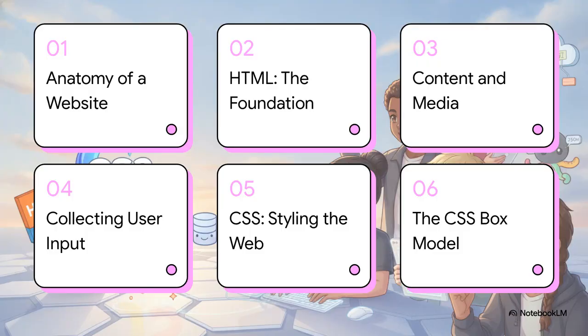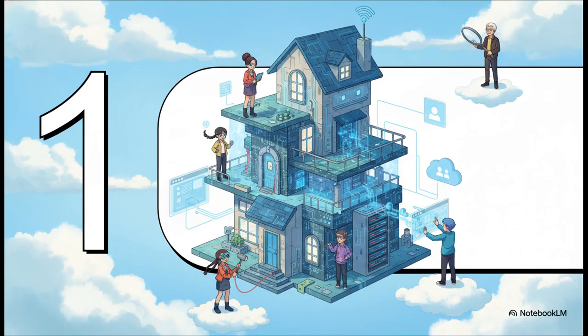Okay, let's dive into this. Here is our roadmap to banish any of that technical overwhelm. 1. The anatomy of a website. 2. HTML, our foundation. 3. Content and media. 4. Collecting user input. 5. CSS styling. And finally, 6. The CSS box model. So, Part 1, the anatomy of a website and the division of labor.